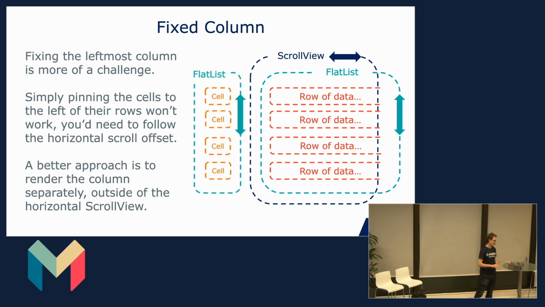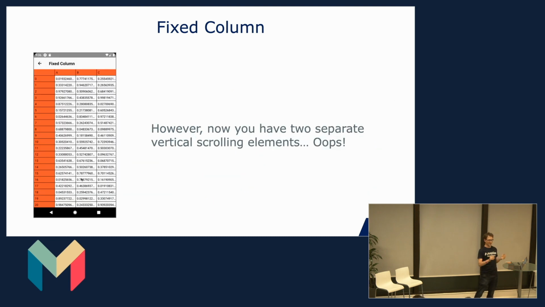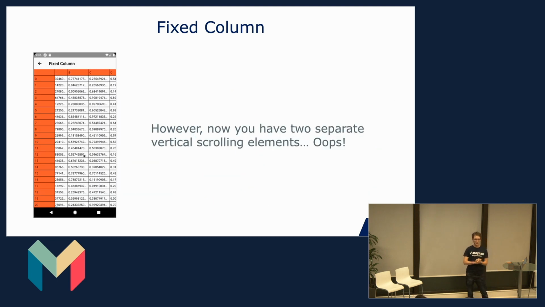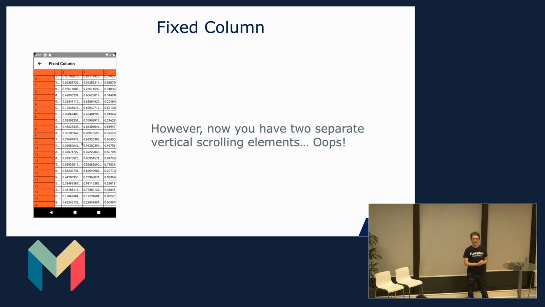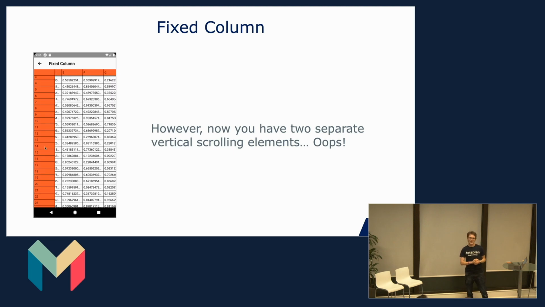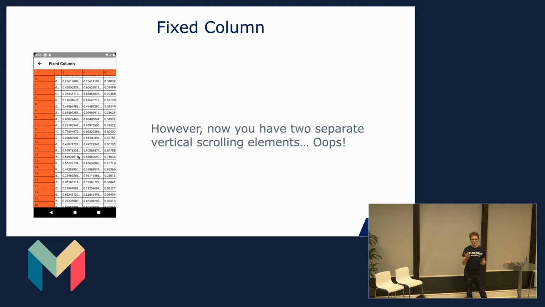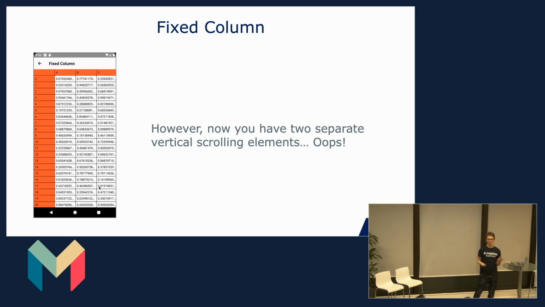So let's take that first set of cells and put them in a separate flat list outside of our scroll view so that they can be fixed. They're not even in our scroll view. They're not going to go anywhere. So they're nicely fixed to one side of the screen. And great, that works really nicely when I'm scrolling horizontally. But as soon as I start scrolling vertically, oops, I now have the problem where I've got 2 different flat lists which scroll independently of each other. So I have to try and get them in sync.